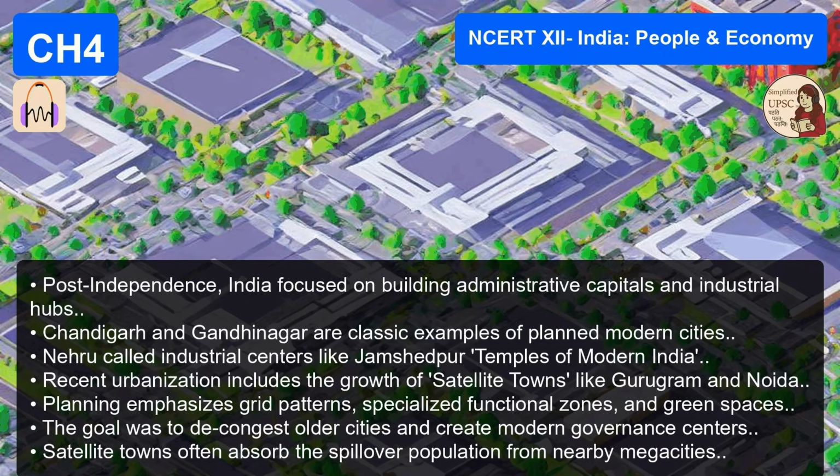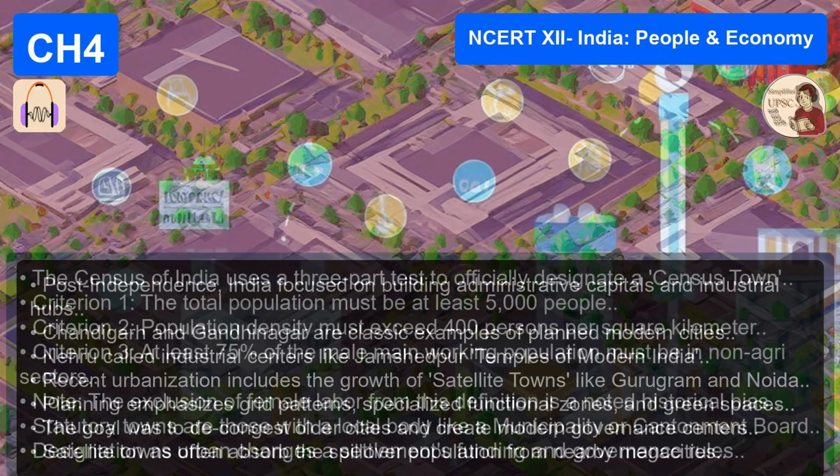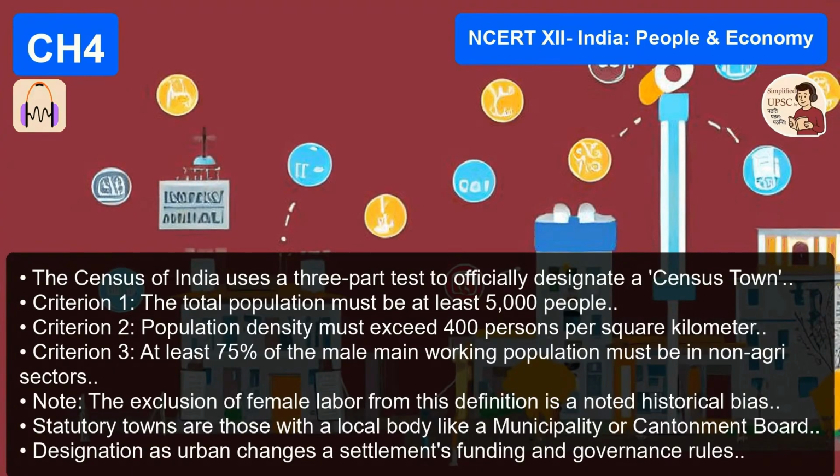Yes, that's right there in the 2001 census definition. It's a direct quote. Wow, that seems incredibly biased. It is historically biased. It reflects a time when data collection often ignored or undervalued female labor, especially in agriculture and the informal sector. But for the exam, that is the statutory definition you need to know.